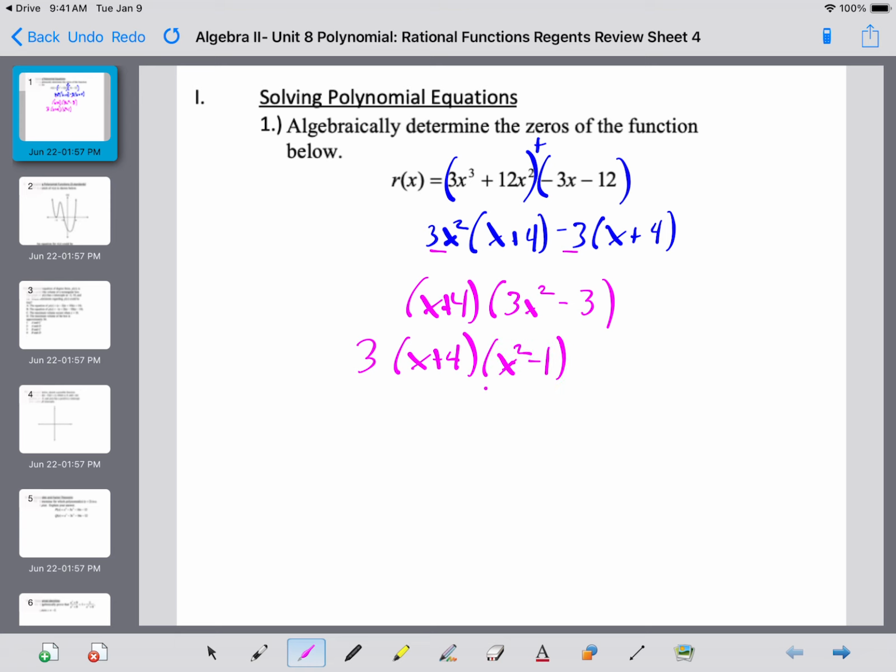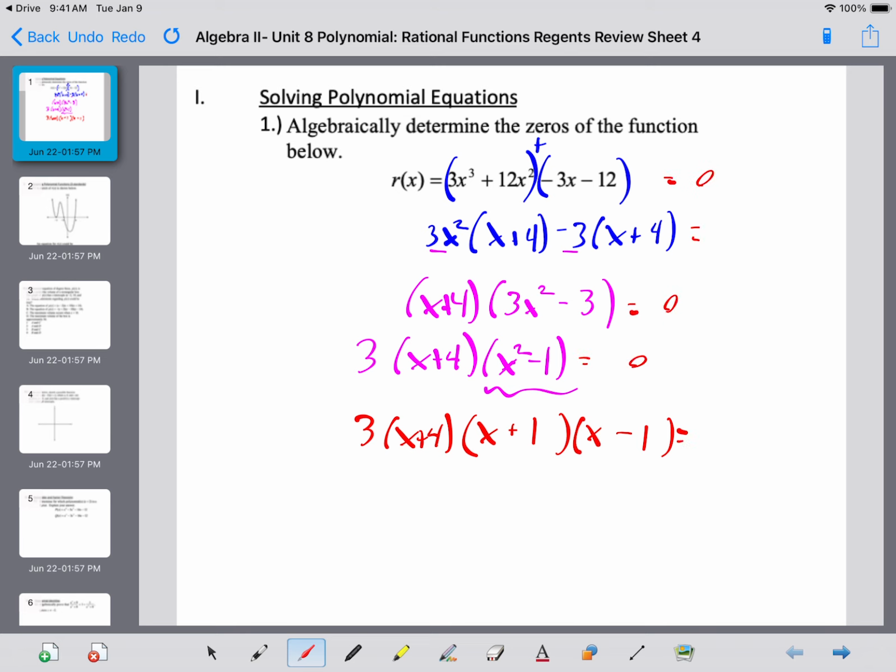Okay, now you have a difference of perfect squares. A difference of perfect squares leads to the conjugate, so you're going to have the same terms, just different signs. The square root of x squared is x. The square root of 1 is 1.